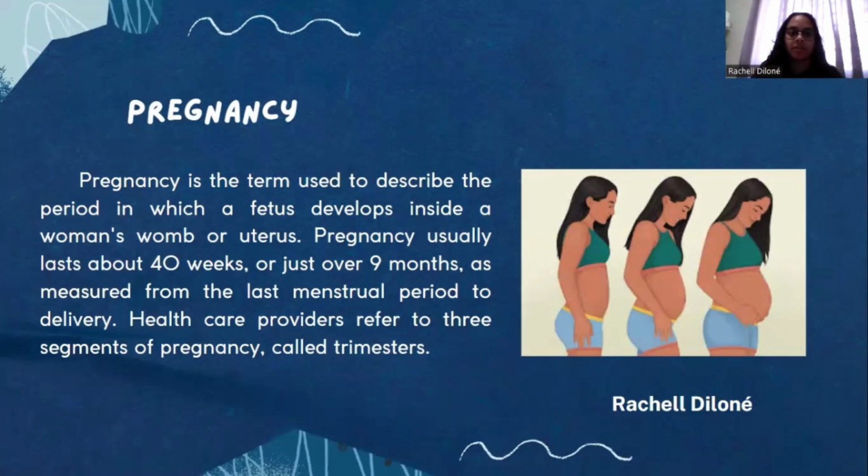So pregnancy is the term used to describe the period in which a fetus develops inside a woman's womb or uterus. Pregnancy usually lasts about 40 weeks or just over 9 months, as measured from the last menstrual period to delivery. Healthcare providers refer to 3 segments of pregnancy called trimesters.